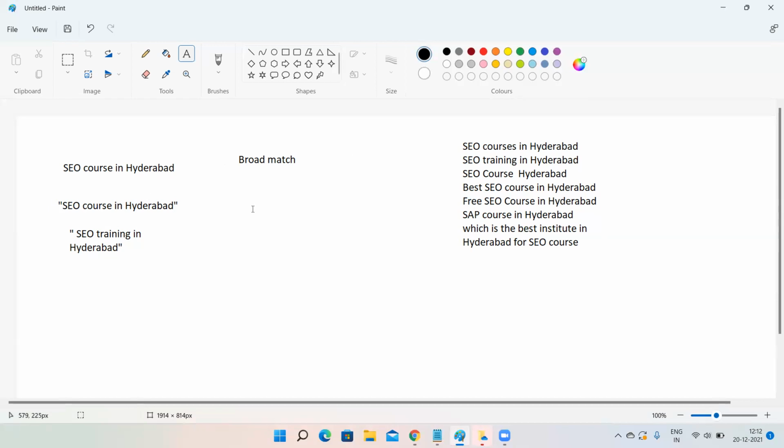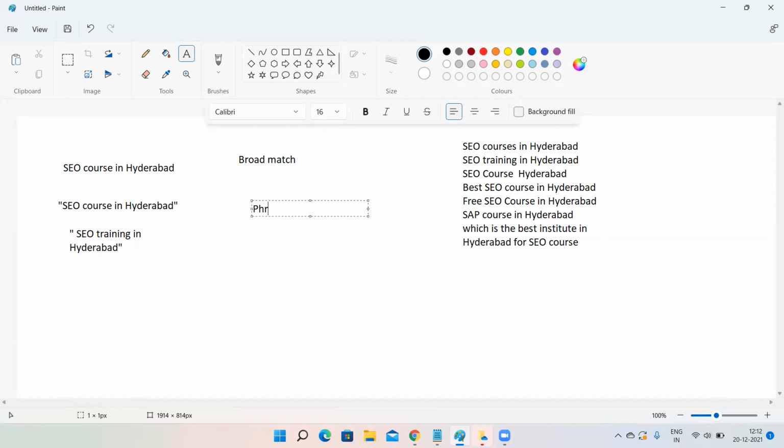And what I told, what is a phrase match? You can write anything before or after the keyword, but you should not disturb the keyword. I said that means you should not disturb the pattern. This person did not disturb my pattern. Did he disturb my pattern? SEO course in Hyderabad. Everything is similar. But according to the phrase match rule, anybody can add anything before or after. Then your advertisement will appear. So for free also, your advertisement is going to appear. That is a problem with phrase match.